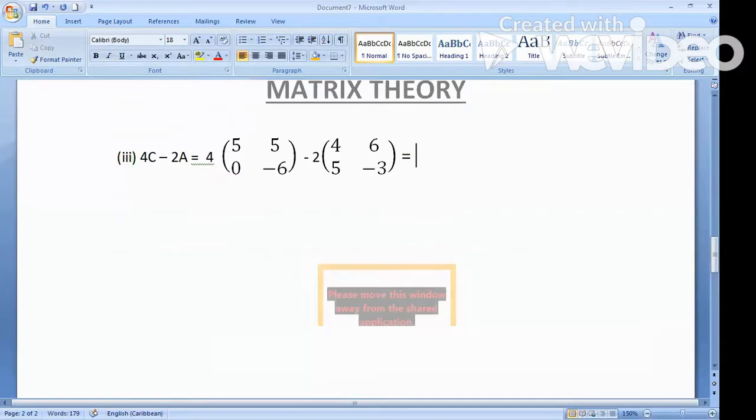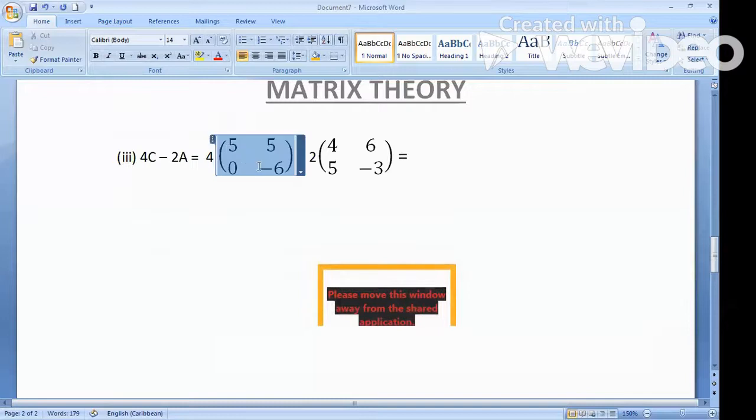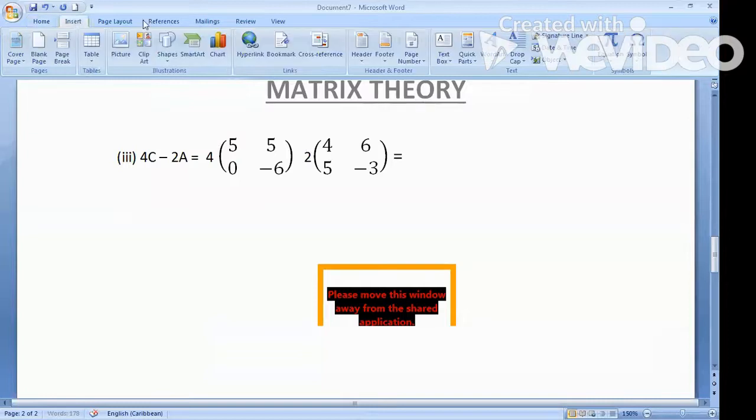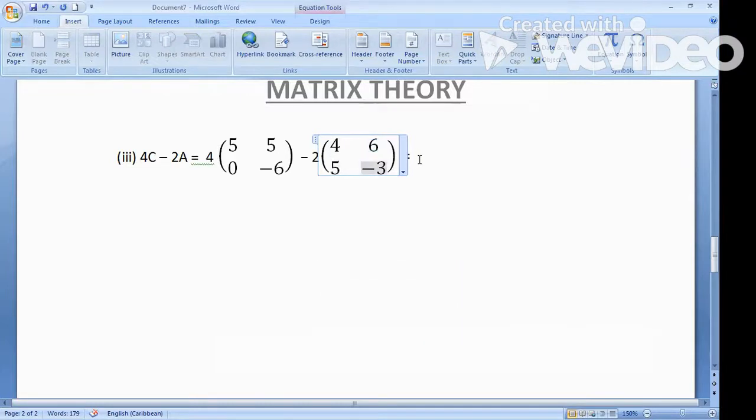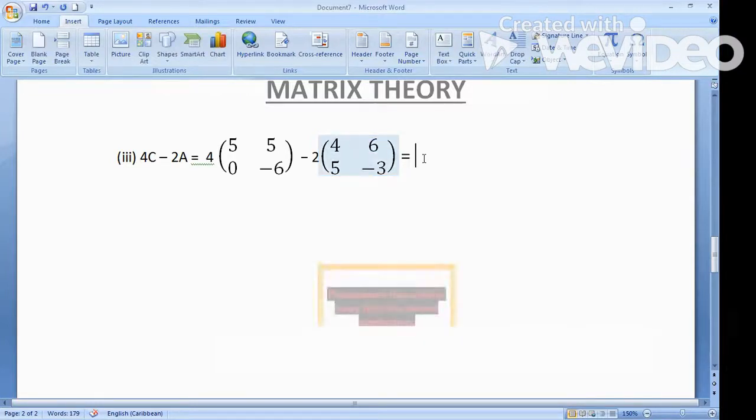Class, what do you think 4 times this matrix means? What do you think it means? You multiply everything in the bracket by 4. Right. You're going to multiply every element by what? By 4. And 2 times this matrix means 2 times everything in there. All right, so that's what you're going to do. You follow, class? Yes. Right.